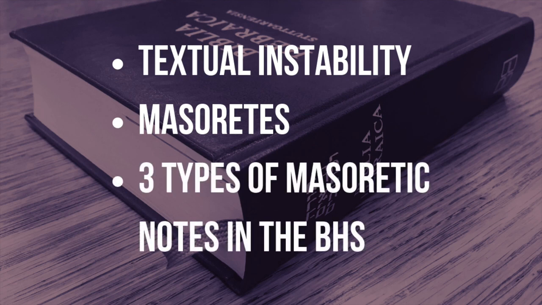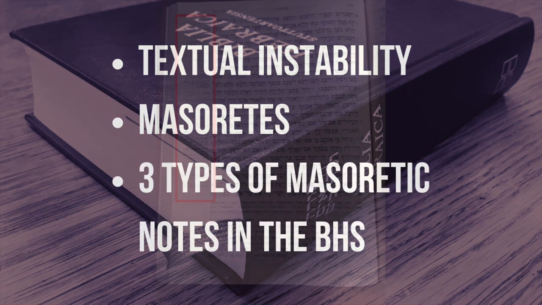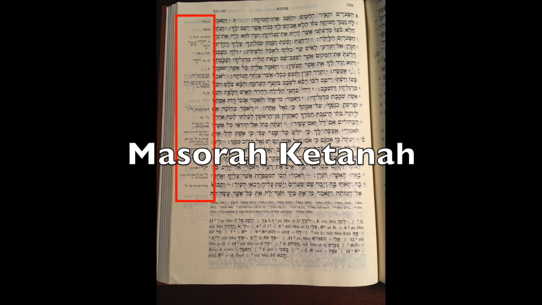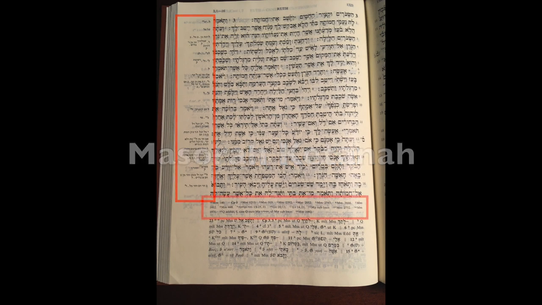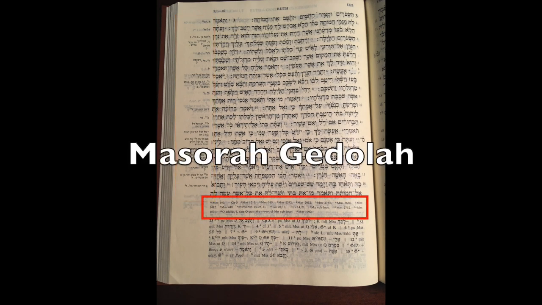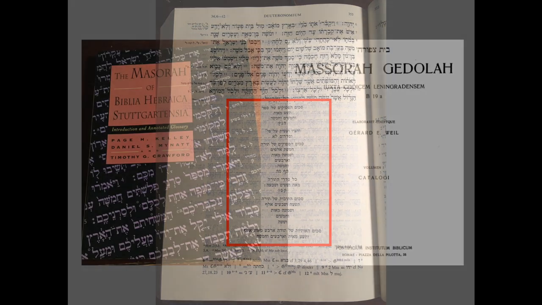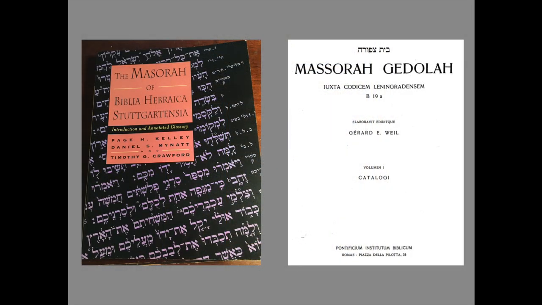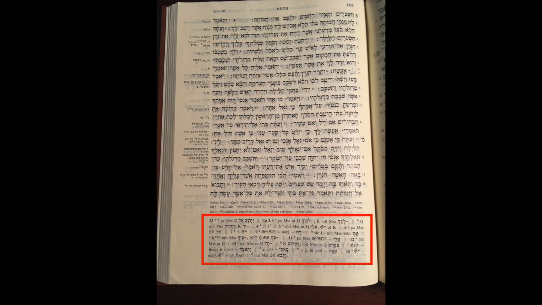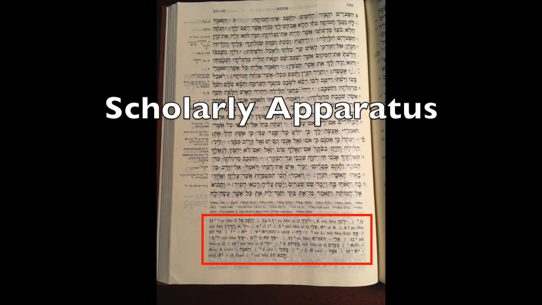And then we looked at 3 types of Masoretic notes in the BHS. The first one was the Masorah Katana, the small notes on the side. The second one was Masorah Gedola, the large notes at the bottom. And then the third one was the Masorah Sofit, the final Masorah at the end of different books. And we also spoke about 2 important books you'll need in order to understand these Masoretic notes. And if you saw part 1 of this video, you learned how to use the scholarly apparatus.